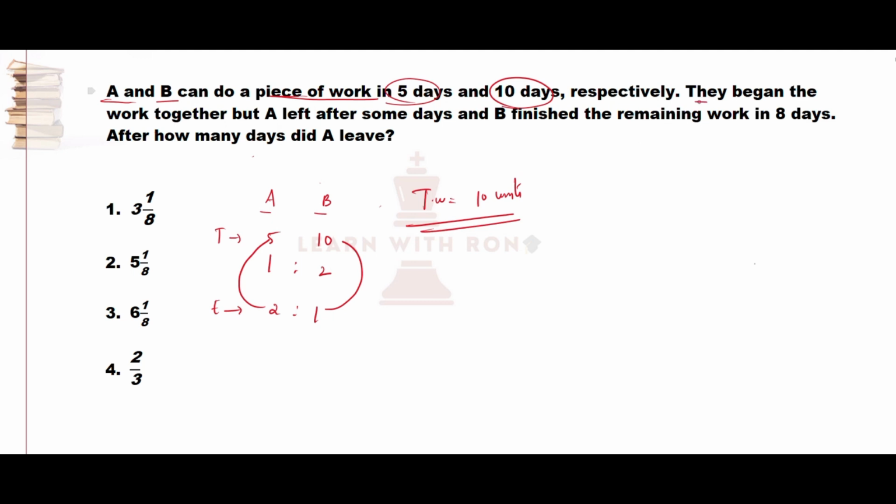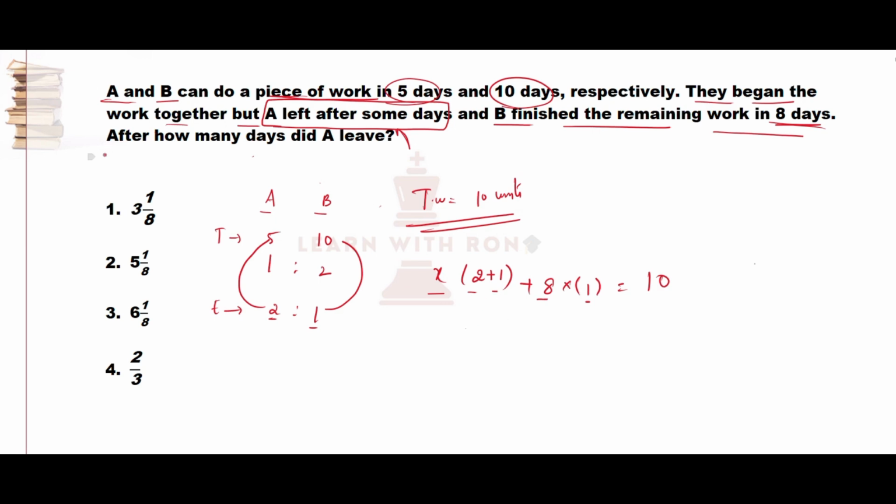So here what have they given? They began the work together, but A left after some days. In the previous question they gave exact days, but here they said after some days and B finished the remaining work in 8 days. Let's say, for example, A with efficiency 2 and B with efficiency 1 worked together for X days, and the remaining work is done by B in 8 days. What is the efficiency of B here? 1. Total work how much? 10. See here, both A and B worked for X days, B worked for 8 days with 1 efficiency.